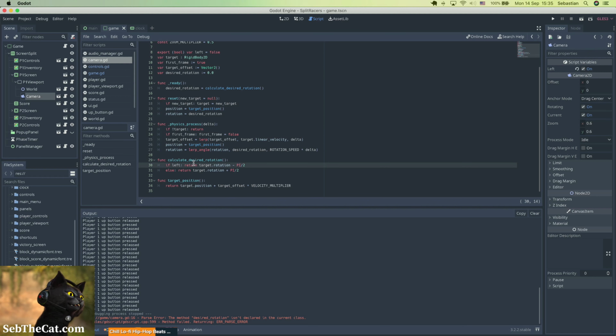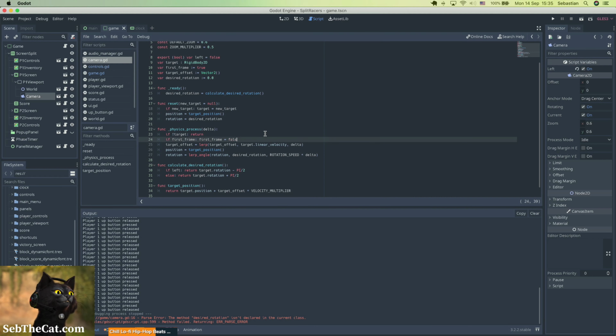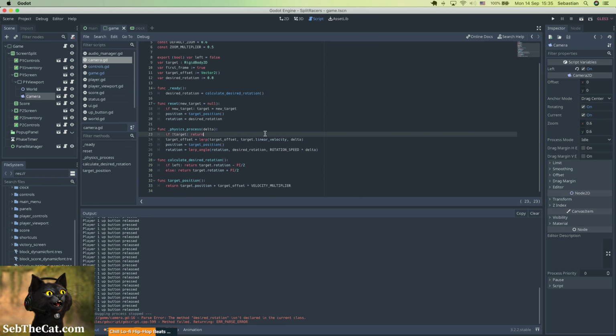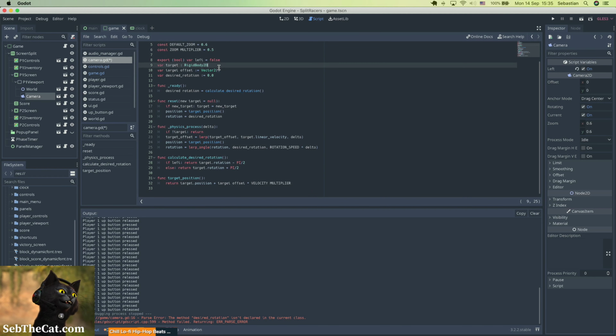And essentially this just calculates which direction we want to rotate the camera depending on which player we're looking at. I'm not sure if we need this first frame anymore, so let's just get rid of that.